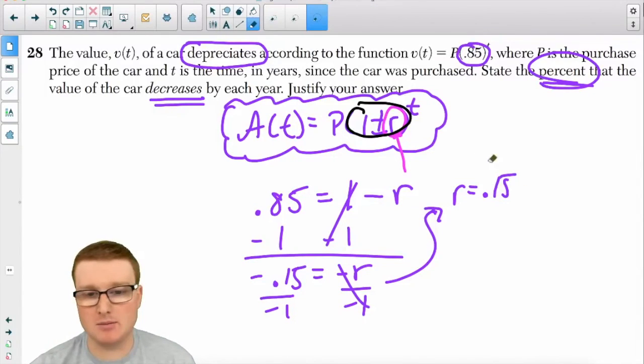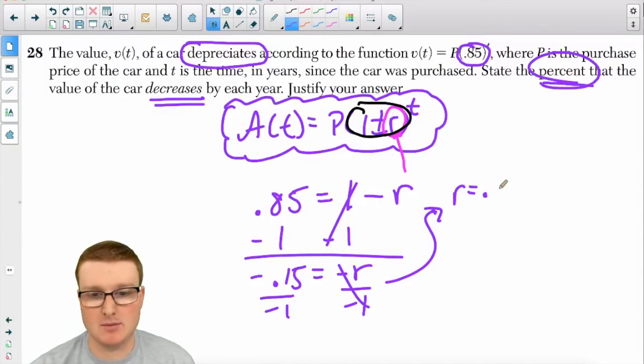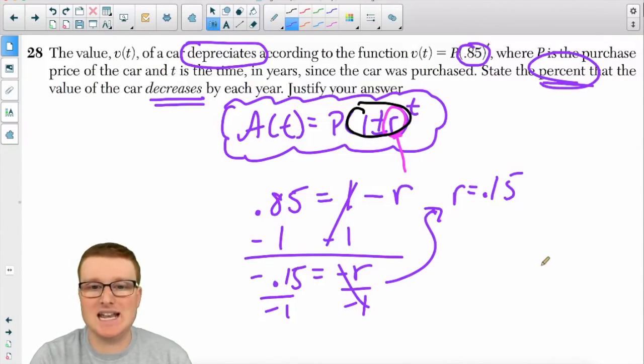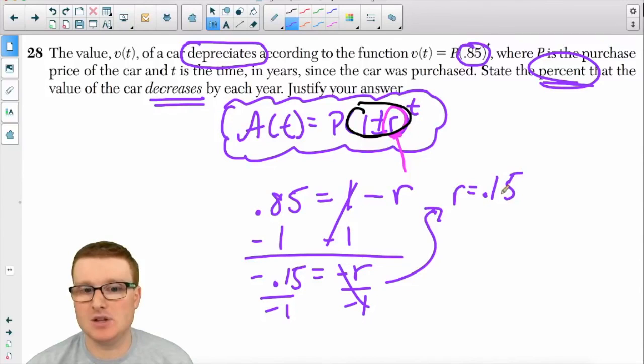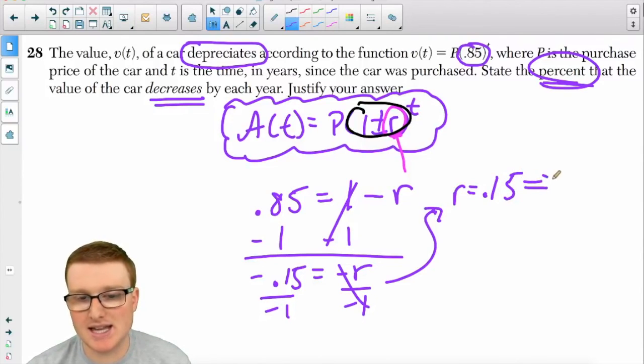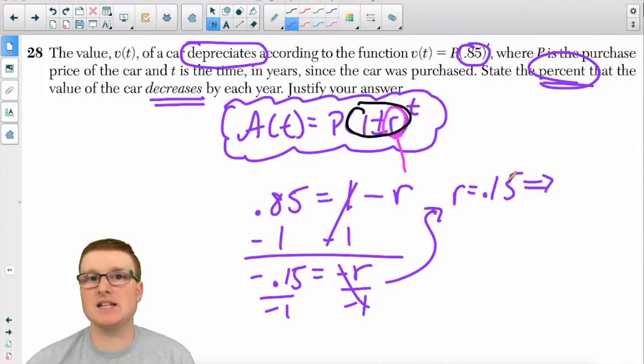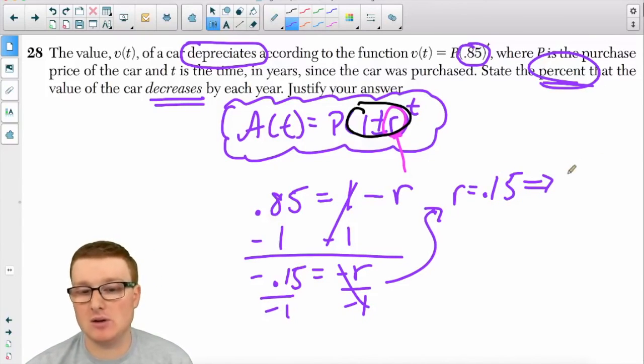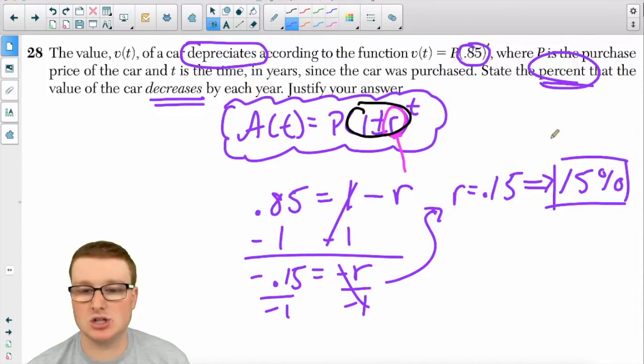But we have a problem here. Okay, we have a problem. It's asking you for the percent. State the percent that the value of the car decreases by. So you should know that this is a decimal. To convert this to a percent, you move the decimal place 2 places to the right, okay? And that will give you an answer of 15%. And ladies and gentlemen, that is the answer to this question, 15%.